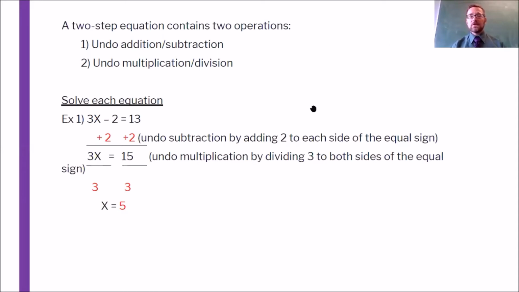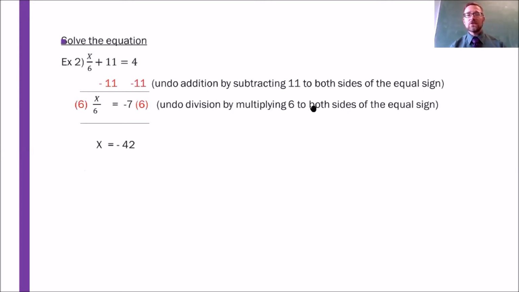Next example here. If we have the x over 6, remember that just means to divide. The fraction looking thing means x is divided by 6. But we're doing addition or subtraction first. We have plus 11, so we do the inverse of that, which is minus 11. We have 4 minus 11. This is back to that chapter 1. We have 4 minus 11.